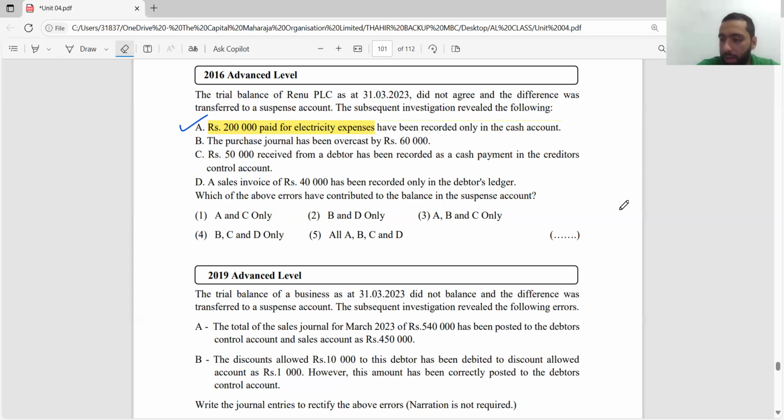Yes, it will tally, right? It will definitely tally. So do you need a suspense account for this? No, you don't need it. Now I want to know for the third one. Do you need a suspense account? Is it tallying or not?